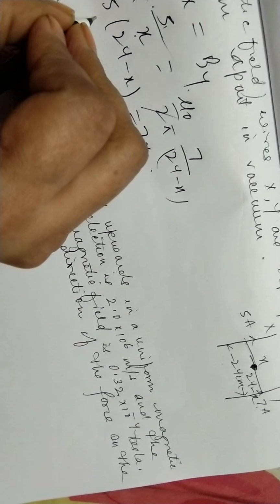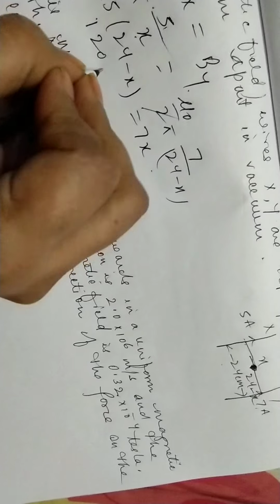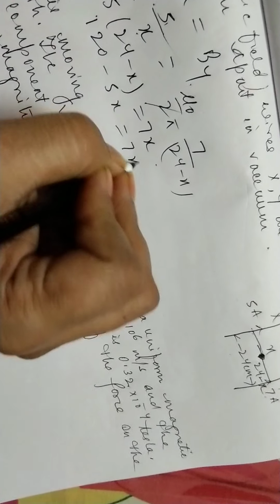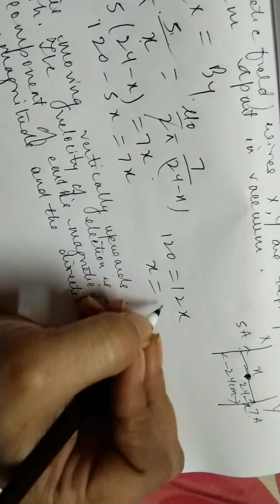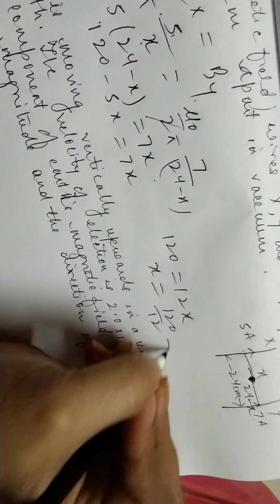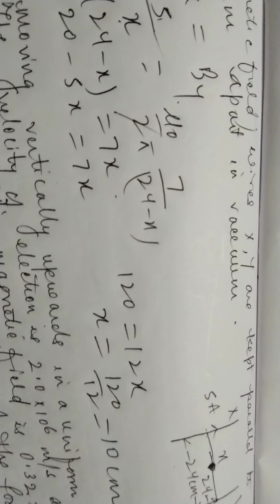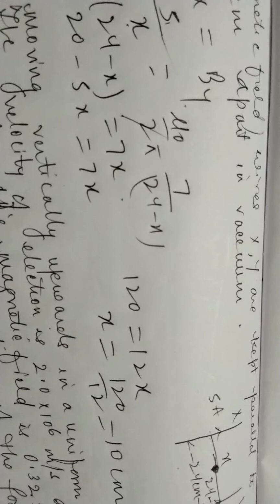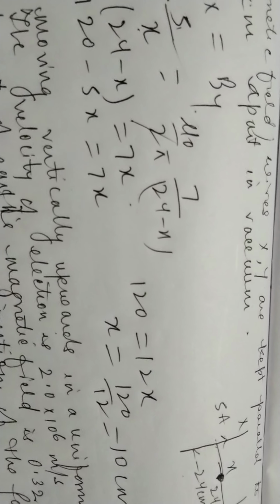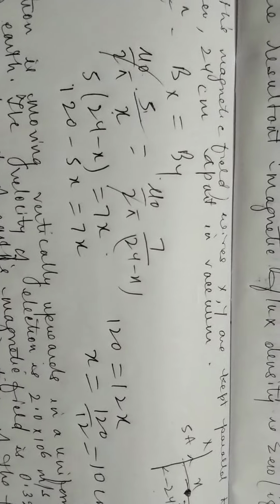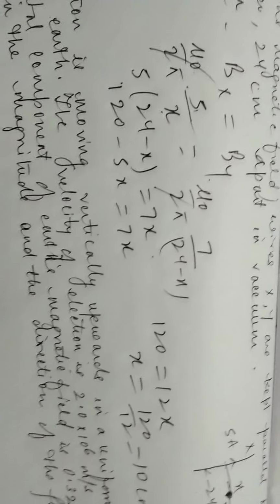If we solve this equation, 5 times 24 is 120, so 120 minus 5x is equal to 7x, or 120 is equal to 12x, so x is equal to 120 divided by 12, that becomes 10 centimeter. So this is the value which we are getting, 10 centimeter. It means the point is located at a distance of 10 centimeter from x and ultimately 14 centimeter from y. So this is the point where we get the neutral point.